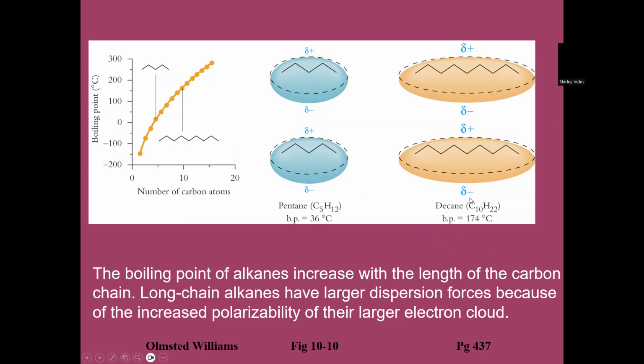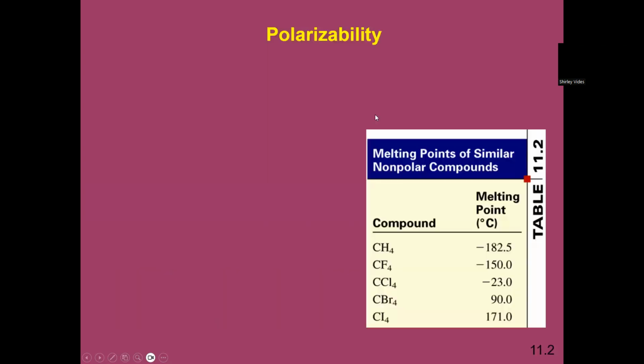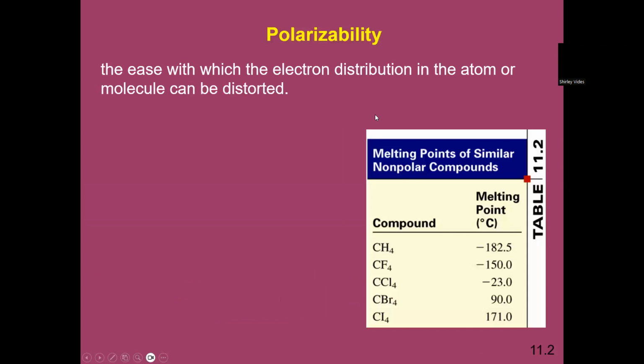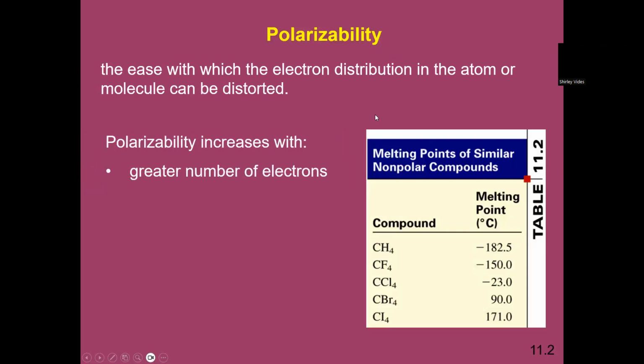As you can see, decane, which has 10 carbons, boils at 174 Celsius, whereas pentane, with 5, is only 36. So it does increase dramatically. Another thing to look at, which we've already looked at: number one, a greater number of electrons, and number two, a more diffuse electron cloud, which means a larger size.